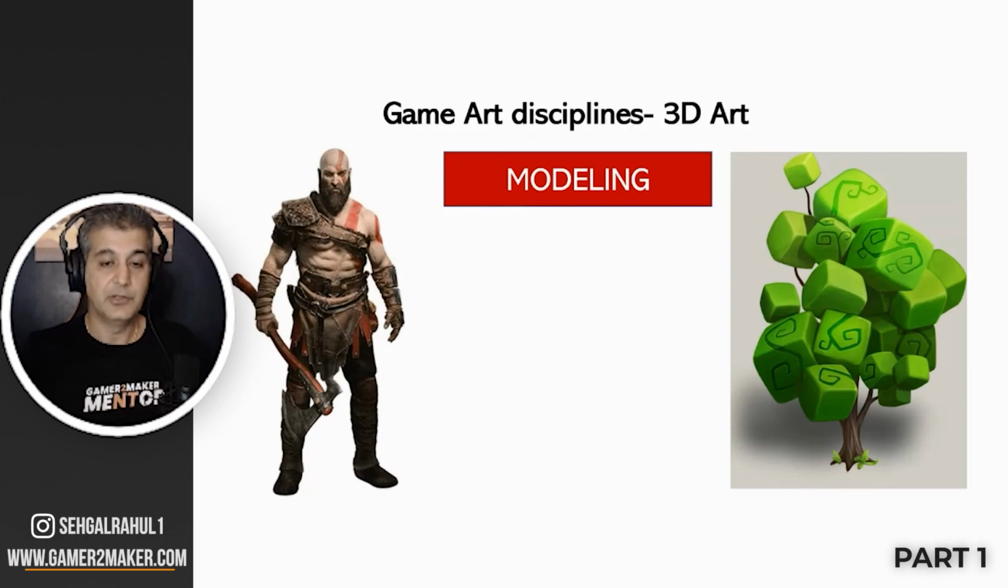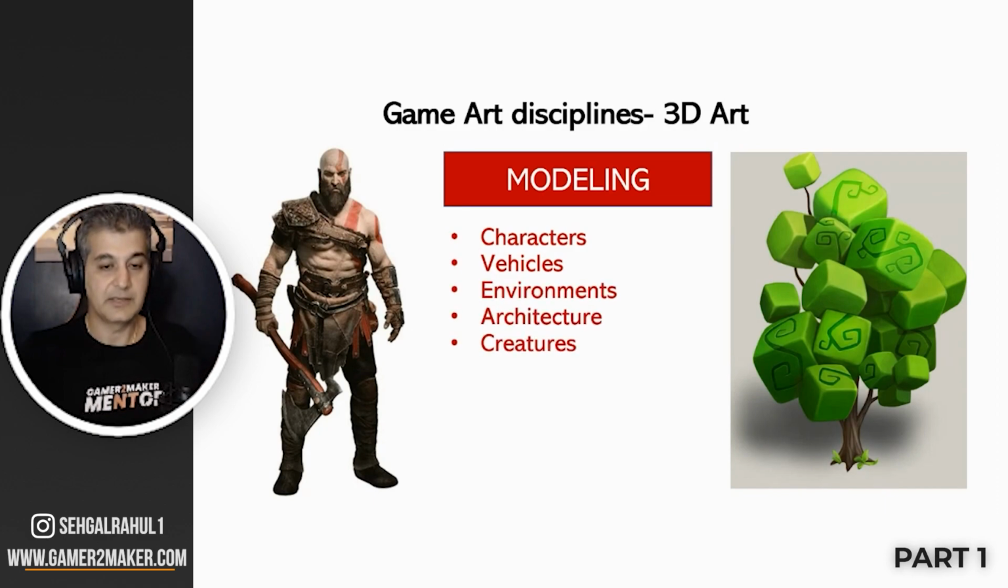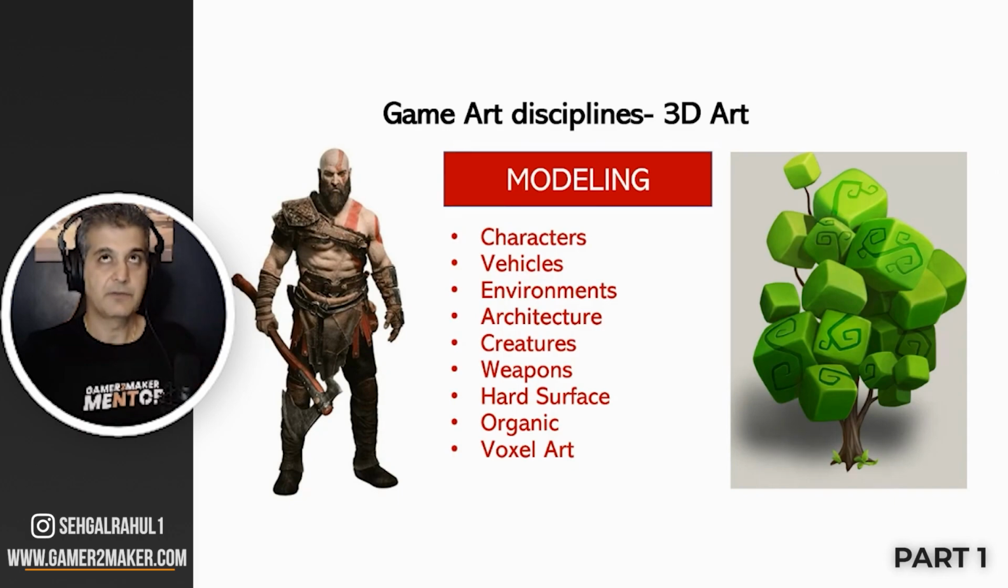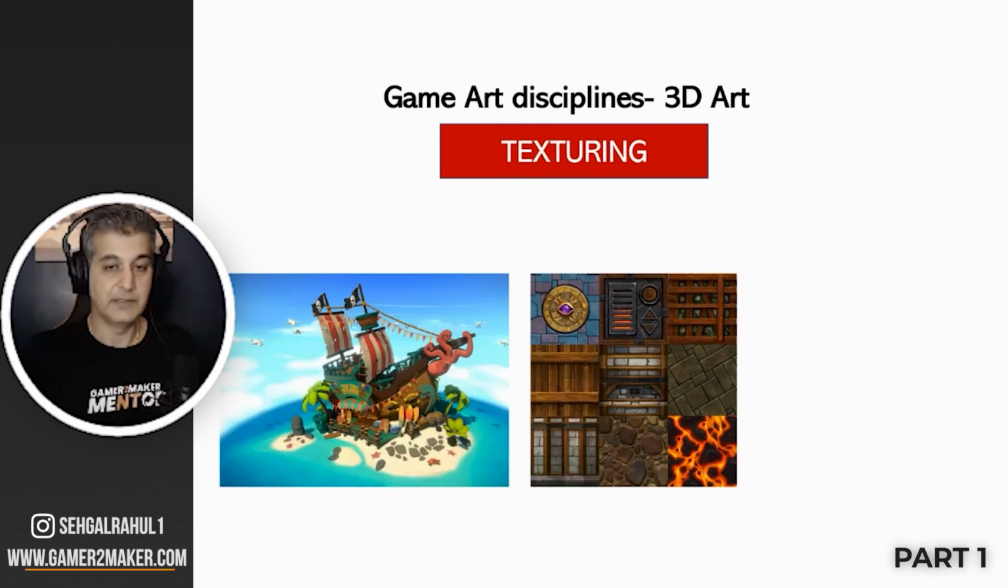In 3D art, you have modeling. Modeling is the act of creating the 3D model, in which again you have characters, vehicles, environments, architecture, creatures, weapons, hard surface modeling, organic modeling, and voxel art modeling. Right, now these are very complex and very deep topics, so I'm not able to explain too much in depth right now. And of course, there's low poly modeling as well. By the way, low poly modeling is really in huge demand, and good low poly modelers can make a lot of money these days, right?